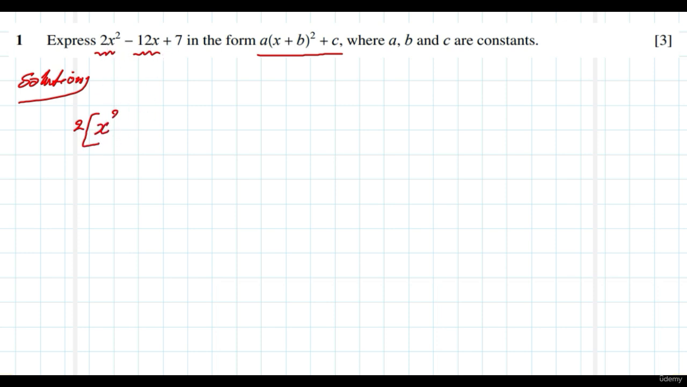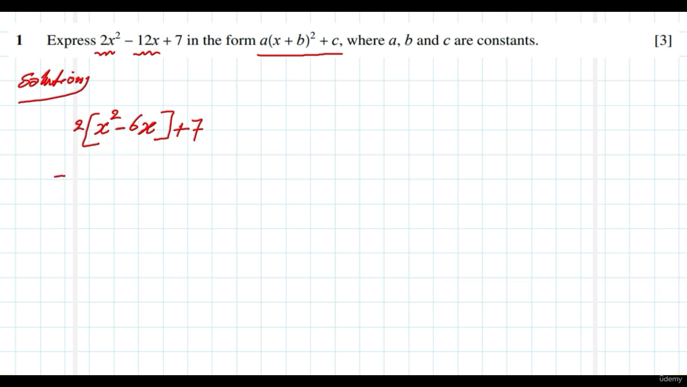Therefore, only x squared will be left here, then minus 12. 12 is like 2 times 6. When you take out 2 as a common factor, then only 6 will be left. Then you can close the square bracket. Then we have plus 7. Okay, now we have changed the form of the quadratic equation to this new form by taking out 2 as a common factor. And we did this in order to convert it to the completing the square form.